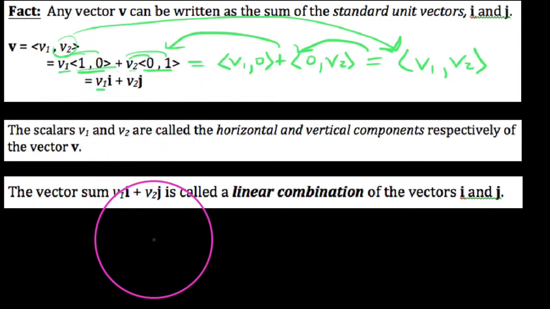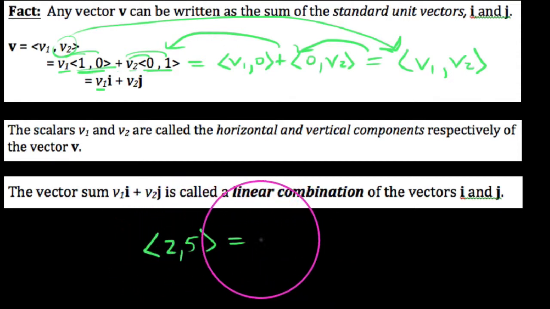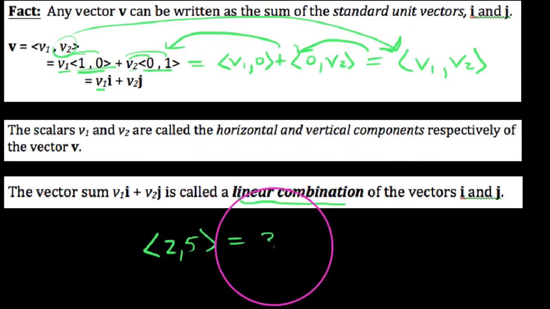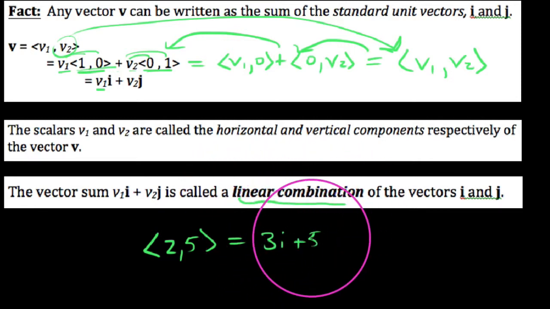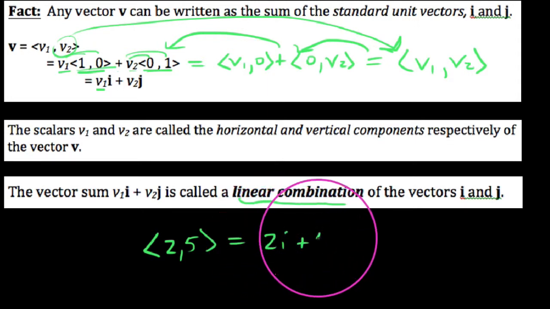This is so true, so much so that if we said, let's take a vector 2, 5, let's write this as a combination of standard unit vectors, a linear combination of standard unit vectors. We could say this is 2 i's plus 5 j's.